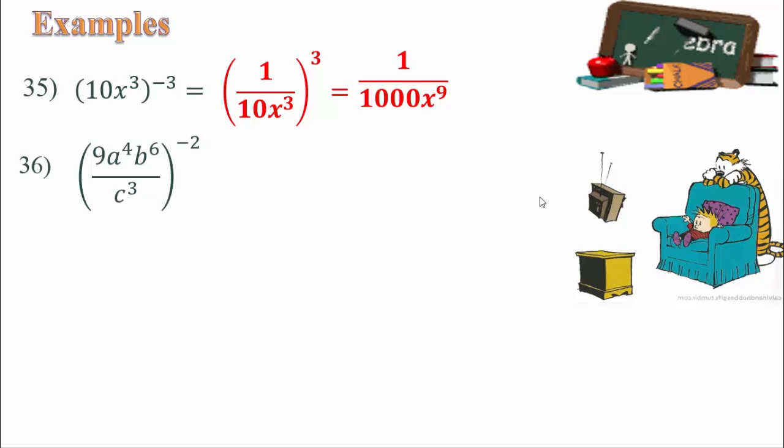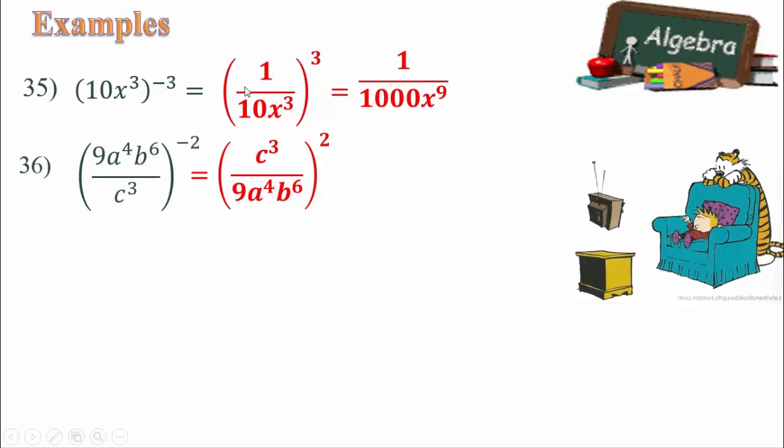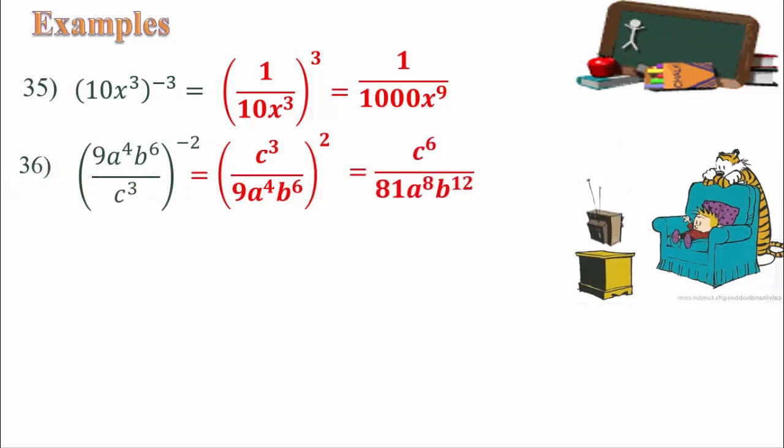In summarizing example number 36, I ended up here. I just flipped it over inside the bracket and turned this one into a positive exponent. As I said, this was one of the techniques, and then worked it through to get my final answer.